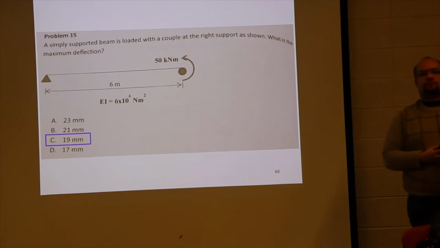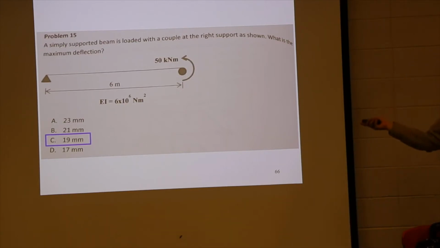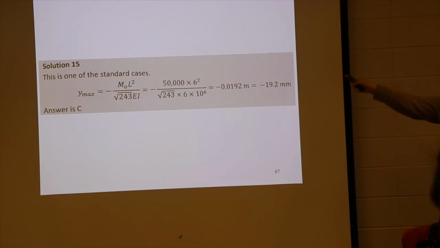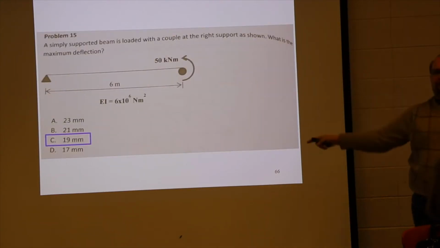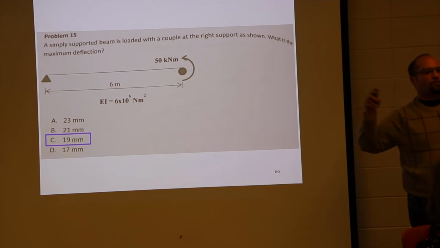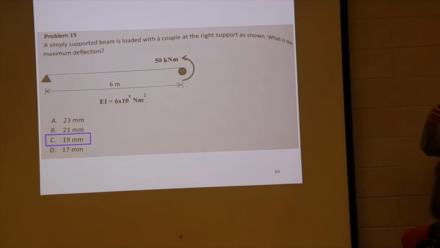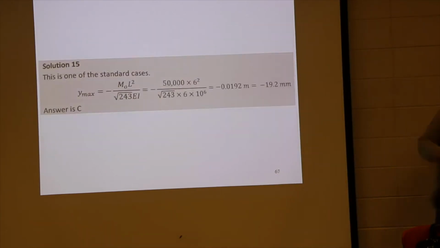Any questions? Issues? If you go to your table, you find Y maximum is negative M naught L squared over 243 EI. You substitute, you get negative 0.0192 meter or negative 19.2 millimeter. Here we told you the maximum deflection is a magnitude. We didn't get you into the issue of positive or negative. Any questions?